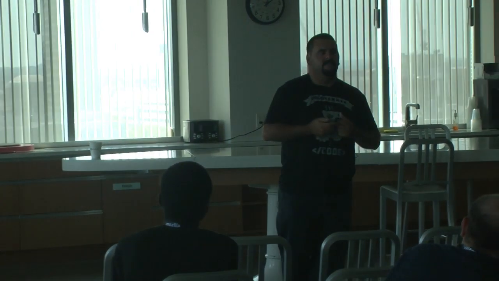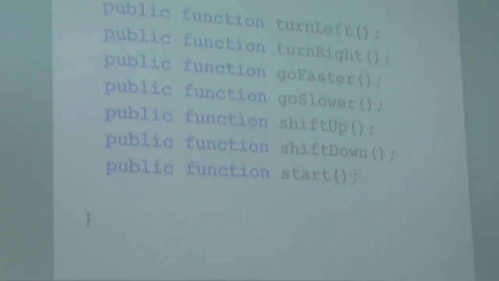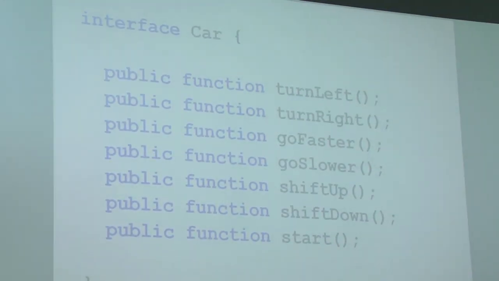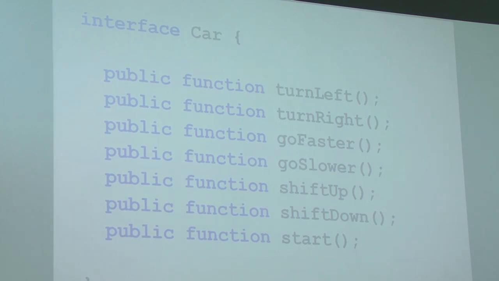What would the public API of that robot look like? Well, we could build this interface car, because it's interfacing with the car, which is badly named. It has turn left and turn right methods. Okay. It also has a go faster and a go slower method. Why is turn right and go faster on the same object?